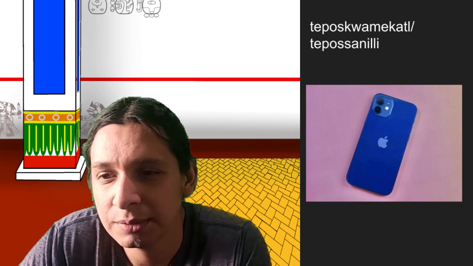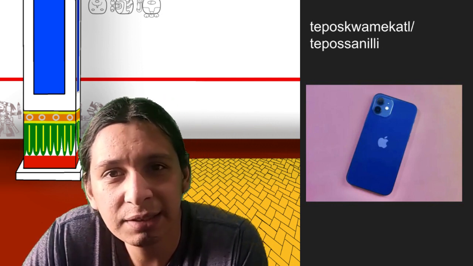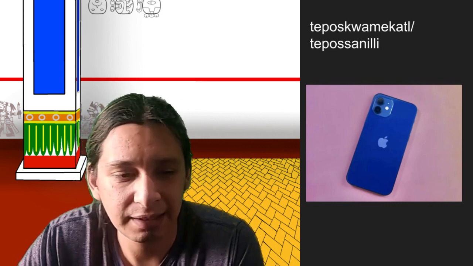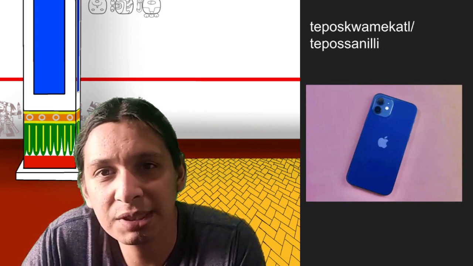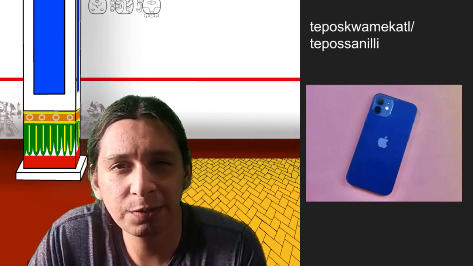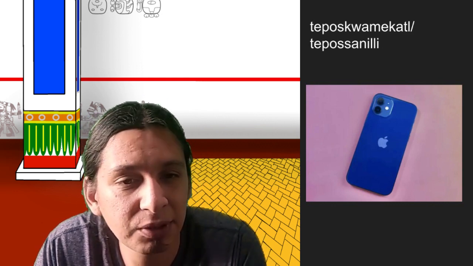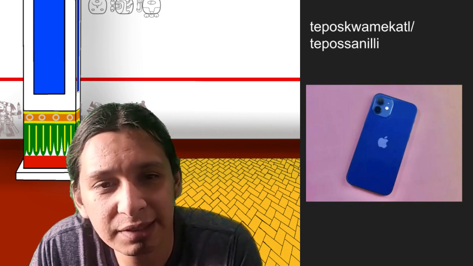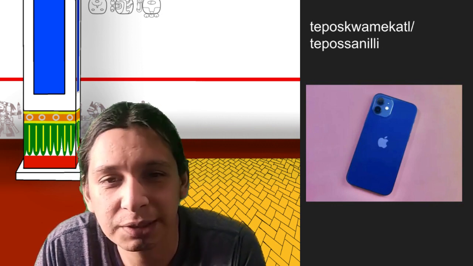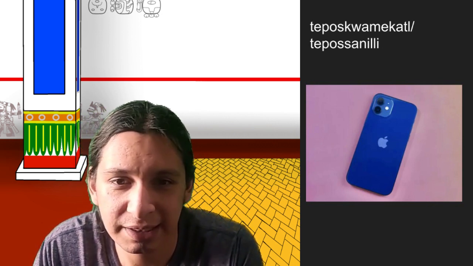Teposcuamecatl. Okay, so cuamecatl refers to a type of lasso kind of thing, like a metallic lasso, almost like a chain. But really it's referring to the fact that it's got all these wires inside of it. So this object that has all these wires is teposcuamecatl. So that's a word for phone. There isn't one particular word for phone. There are different words you can make up depending on where you're at, the variety, and just how people in that particular town invented it. Another word here is teposanili, which is metal thing for talking with. Sanili is a spoken word: conversation, jokes, stories. Okay, so teposanili is metal talking thing.